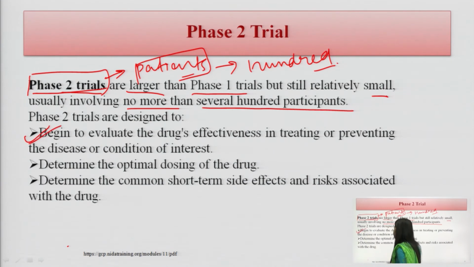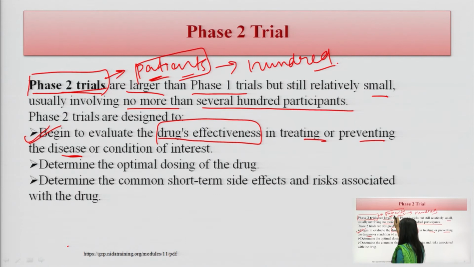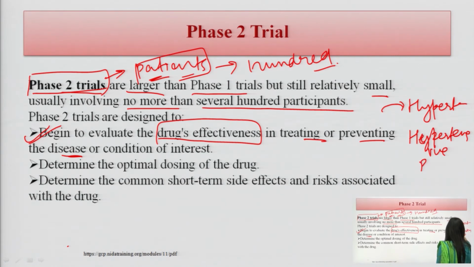What data are we getting? We are getting data on drug effectiveness in treating or preventing the disease, because we are taking patients. If we want to form a drug for hypertension, the patients are hypertensive patients, meaning patients with a blood pressure problem. Hypertensive patients are taken for the trial if we want a drug for hypertension.